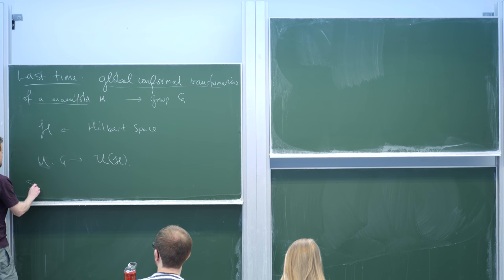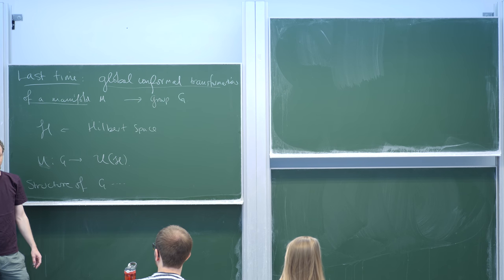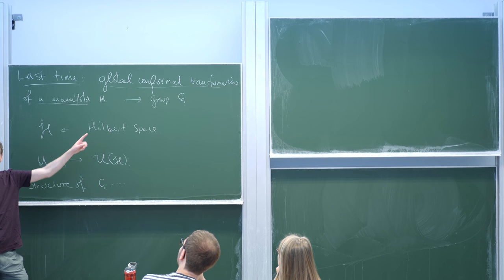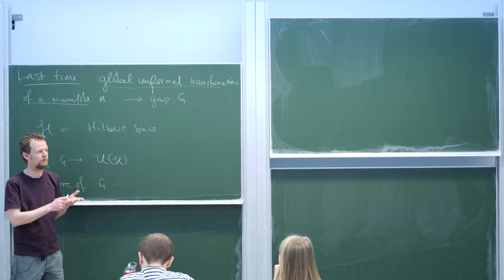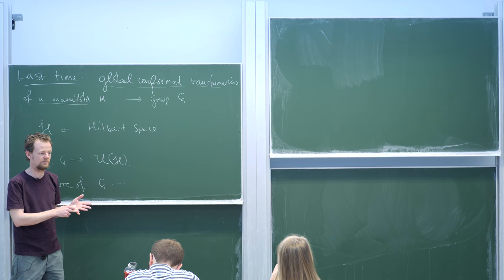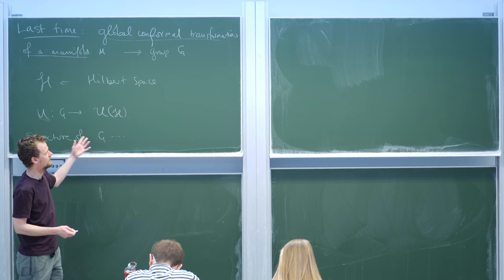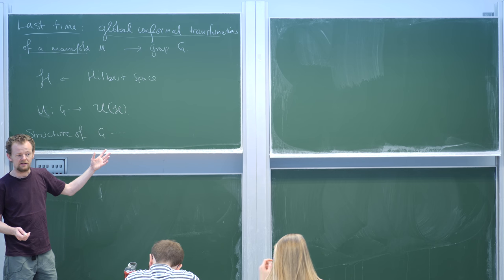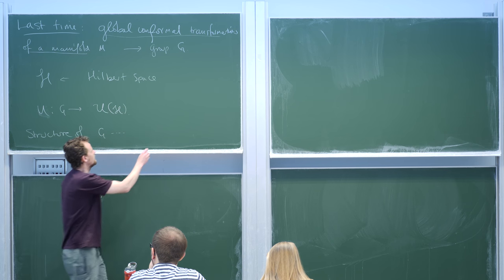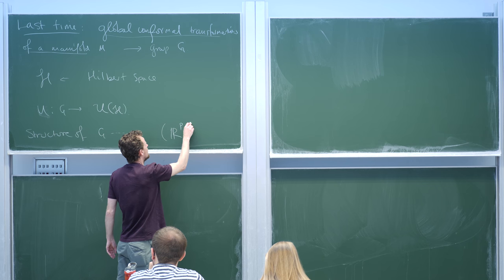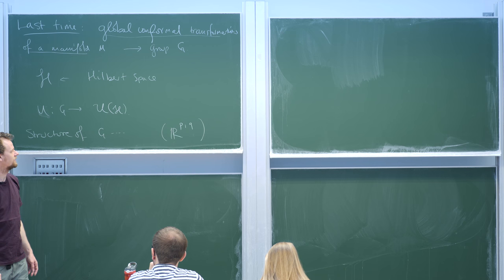And we came up with this classification of global conformal transformations as being compositions of translations, dilations, boosts and rotations, and special conformal transformations. So that was what we did in the previous lecture. And this is all global. We always demanded that the symmetries are well defined on the entire manifold M. The discussion last time was also restricted to the case where our manifold was generalized Minkowski space R^{p,q}.